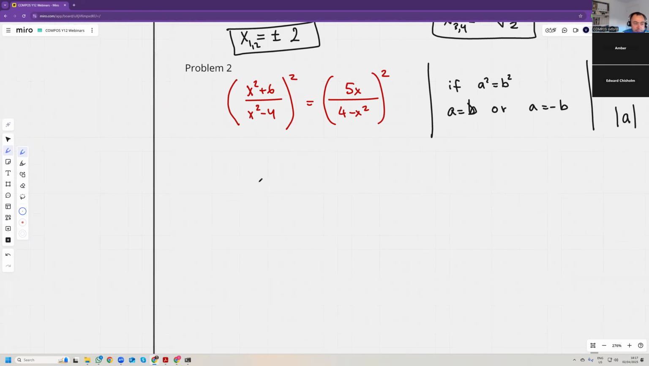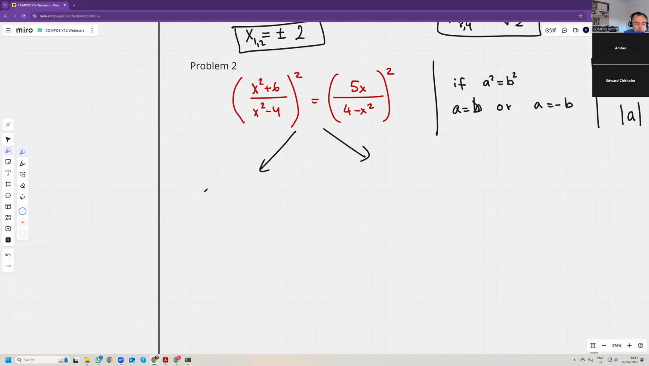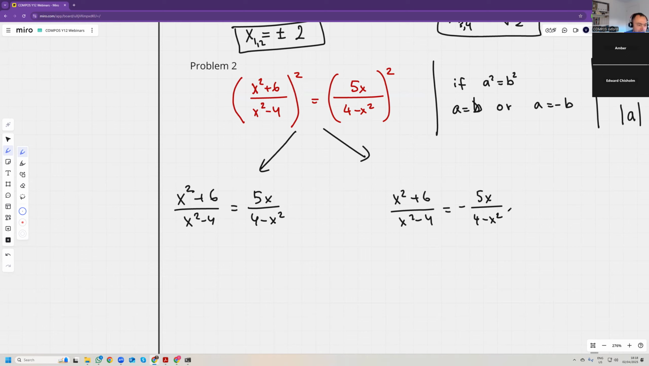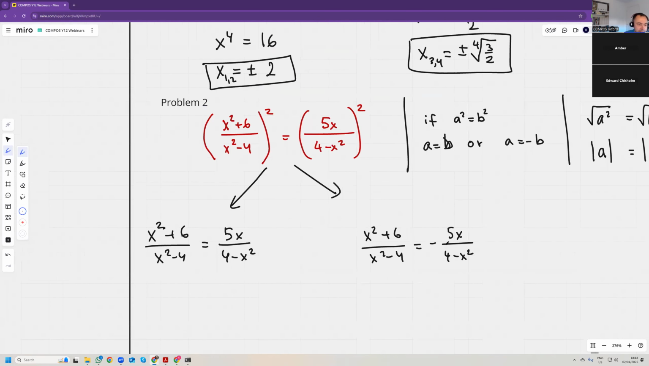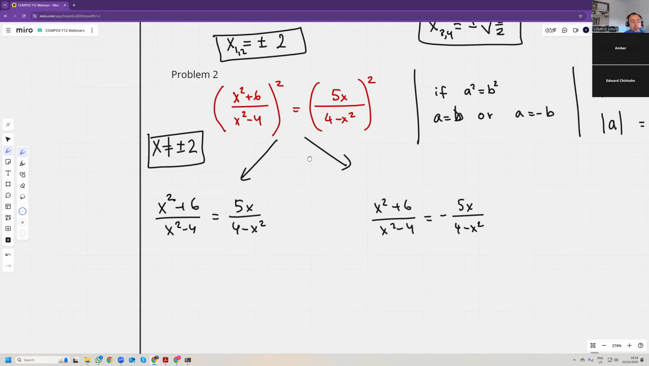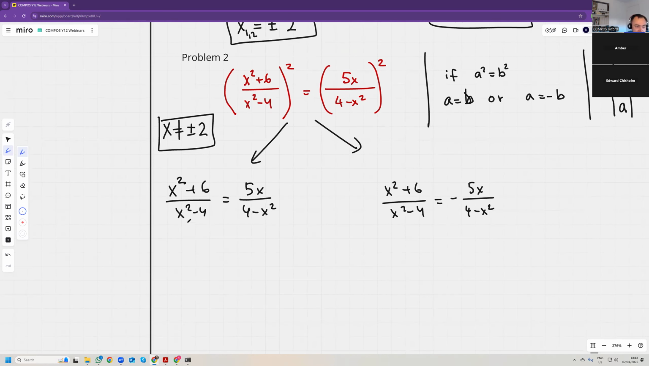So that basically becomes two equations. x squared plus 6 over x squared minus 4 equal to 5x over 4 minus x squared, or x squared plus 6 over x squared minus 4 equals minus 5x over 4 minus x squared. These are quite simple equations. We have to write down that x is not equal to plus or minus 2 because of the denominator. And now we can get rid of the denominator. So multiply everything by x squared minus 4.